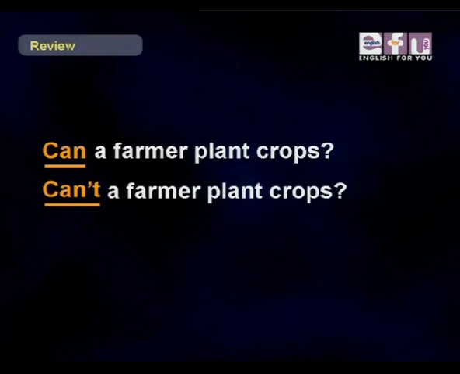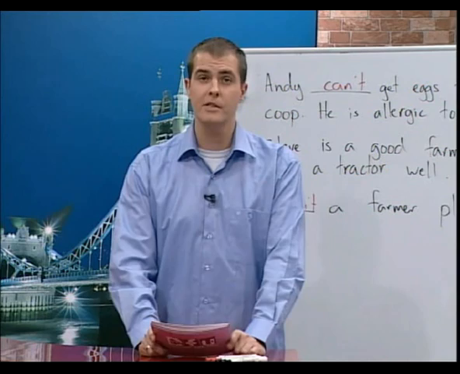Let's do another exercise. Let's make sentences using should or shouldn't. Rosa, you can give me three sentences about a farmer. Monica, three sentences about a farmer's wife. And Lewis, three sentences about a farmer's children.